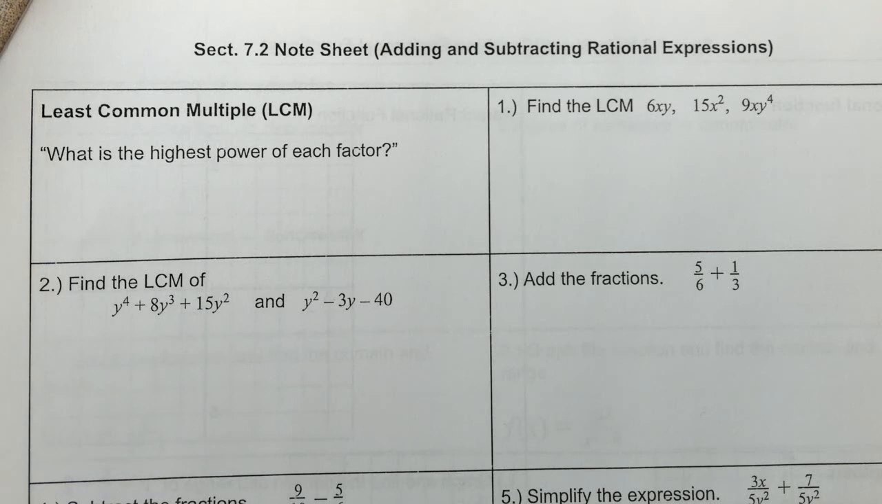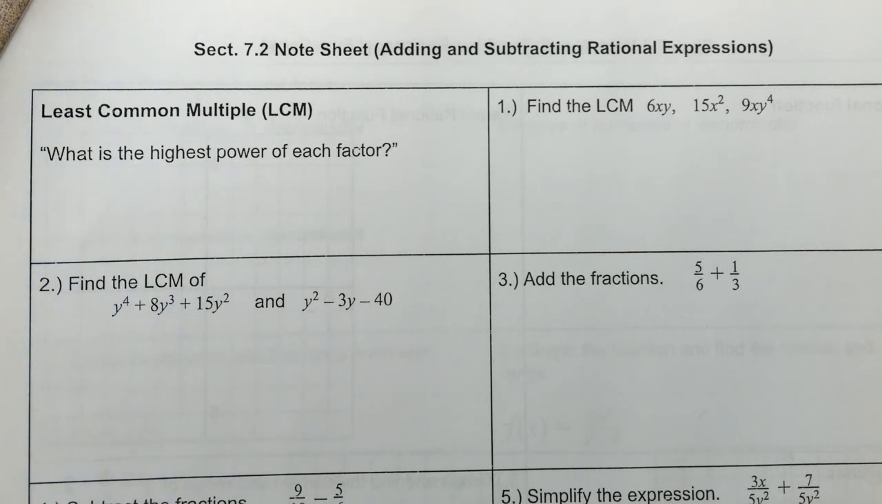All right, we're going to start section 7.2, adding and subtracting rational expressions. We're going to start off with this concept of, actually, let me back up a second. Adding and subtracting rational expressions is sort of an extension of what we did yesterday in 7.1. In 7.1, we did multiplying and dividing rational expressions. So now we're going to add and subtract them.